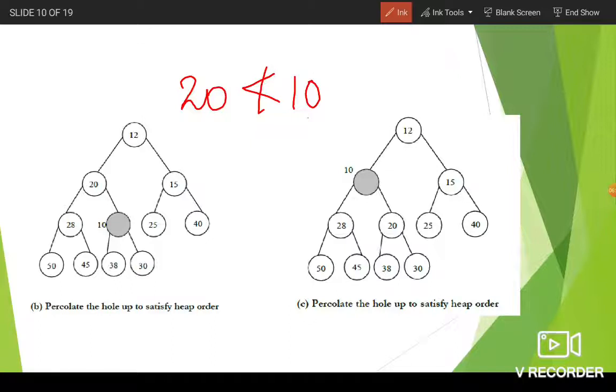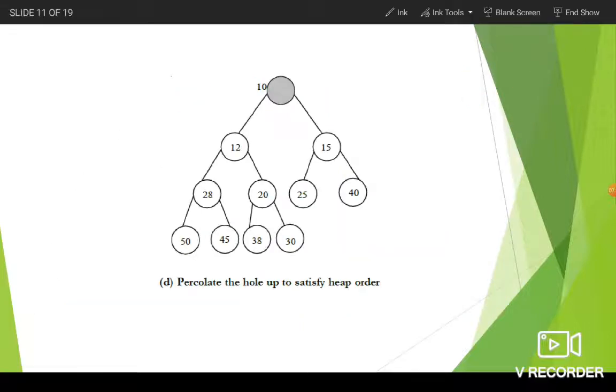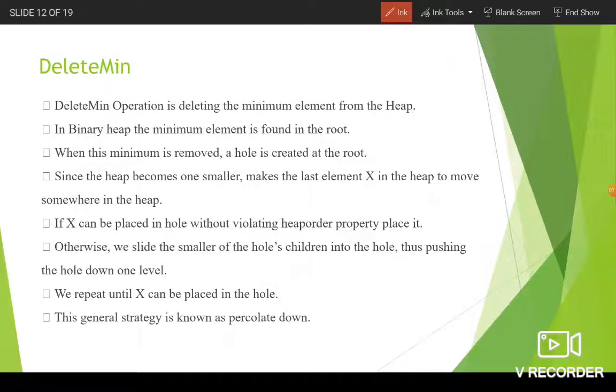Continue the same process. Can I insert 10 here? No, again its parent is 12, so it is not less than 10. So the hole is moved up and the parent is moved down like this. Since this is the last place and the right place for 10, 10 is inserted. Okay, so that's about the binary heap insertion operation.